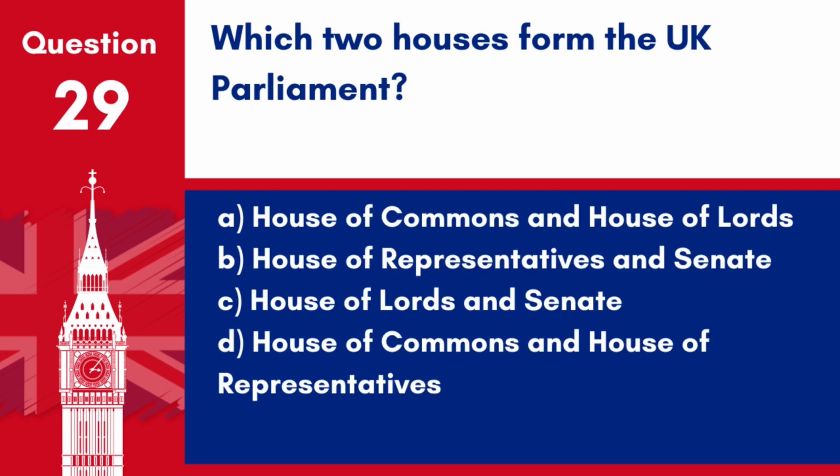Question 29. Which two houses form the UK Parliament? A. House of Commons and House of Lords. B. House of Representatives and Senate. C. House of Lords and Senate. D. House of Commons and House of Representatives.